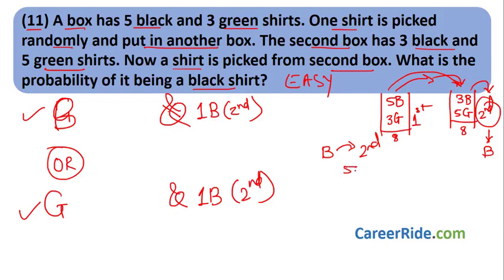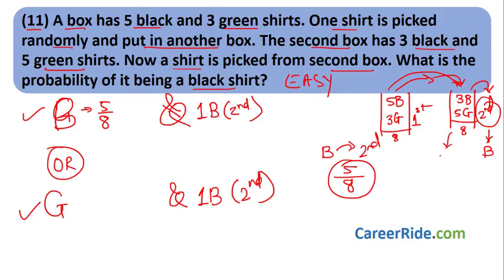There are 5 black shirts, I want black. So there are 5 black shirts divided by total number of shirts. 5 black plus 3 green is 8 shirts. That means probability of choosing a black shirt and putting it into the other box is 5 by 8. So this probability you got as 5 by 8. Now what you do? After this you choose one black shirt from the second box, okay.